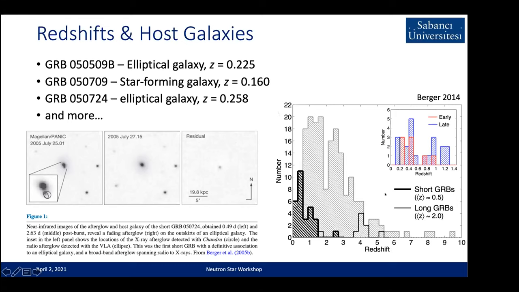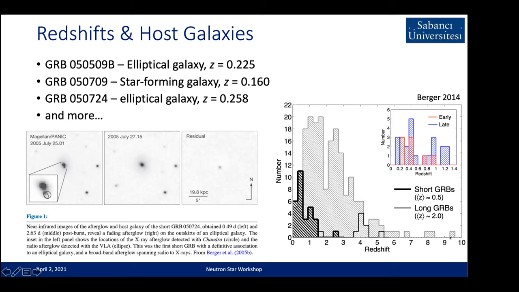Do you see here? This is from the Berger review of short GRBs. This is the number of events, all short and long, as a function of redshift. The long GRB redshift can go pretty high.